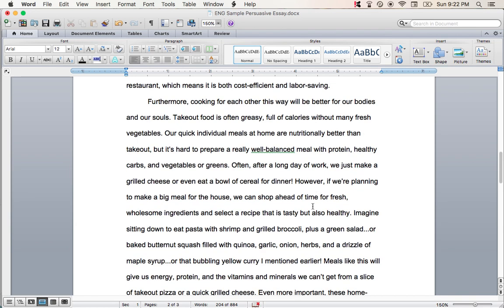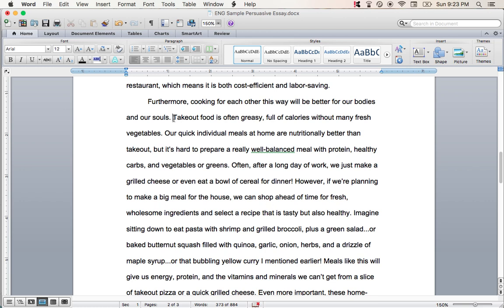All right, so that's the first body paragraph, and here's the second body paragraph. Furthermore, cooking for each other this way will be better for our bodies and our souls. Right, so what do we call this first sentence of the body paragraph? The topic sentence. So this is a new topic sentence, and again, it is giving the main idea of this paragraph. Cooking in this new way, adopting my plan, will be better for our bodies and our souls. It's better for us in 2 ways.